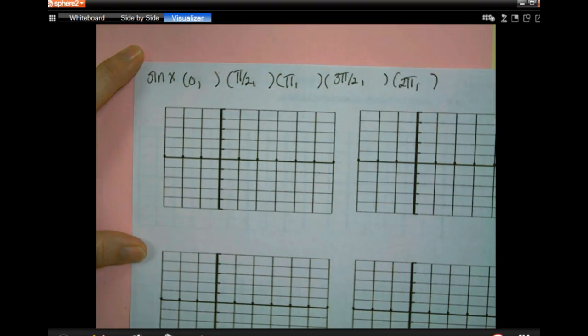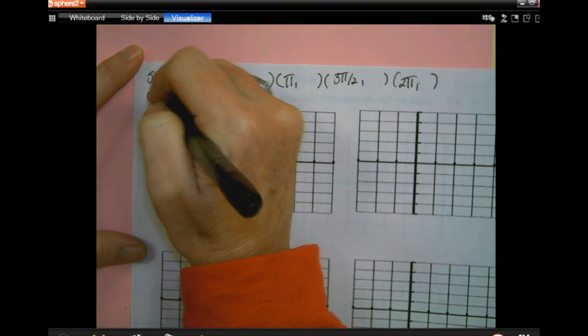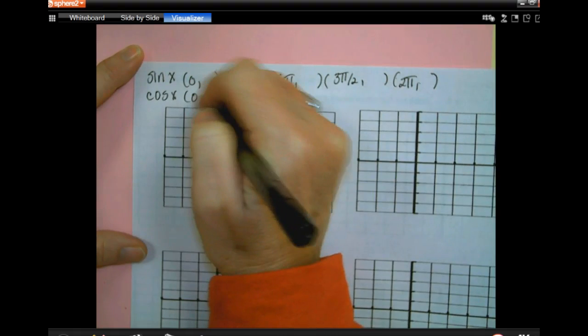So the sine and the cosine, if you're going to write the critical points, these are exactly the same.